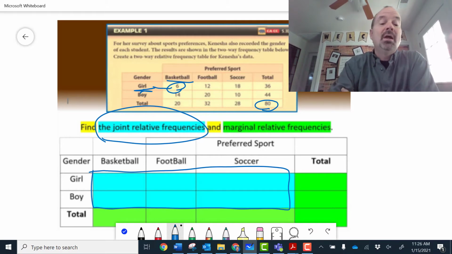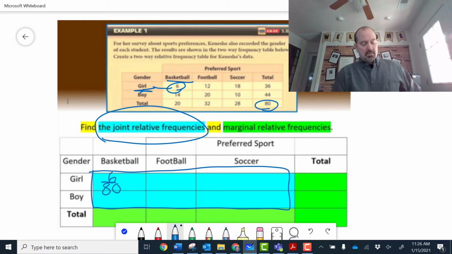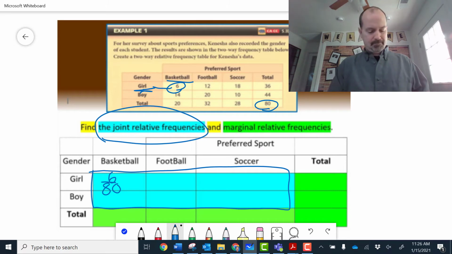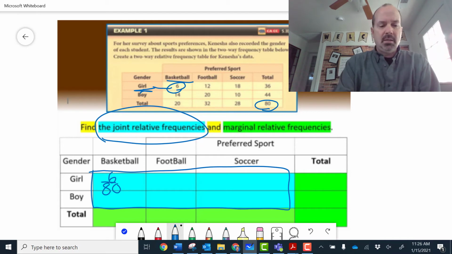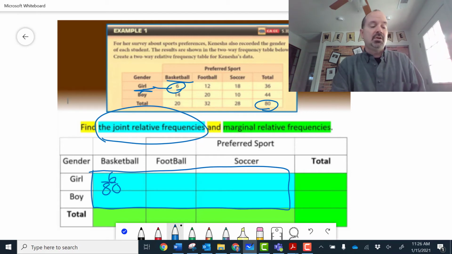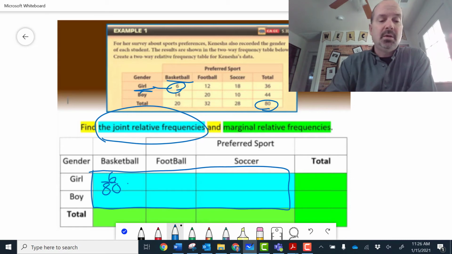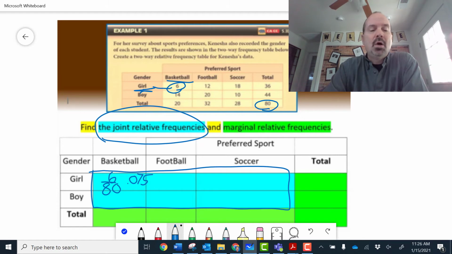So for the relative frequencies, it's 6 out of 80, which if you take a calculator and divide 6 divided by 80, hold on a second. 6 divided by 80 is 0.075. So my answer would be, you could also instead of writing it as a fraction, you could write it as a decimal as 0.075. Okay, so that's one of the joint relative frequencies. So there's 5 others. You could fill in those other 5 blue boxes as well.